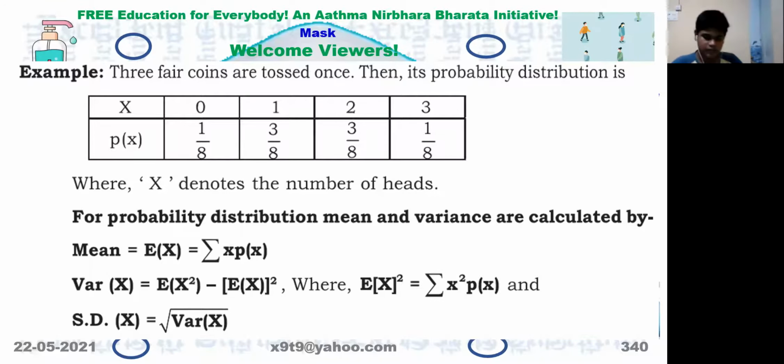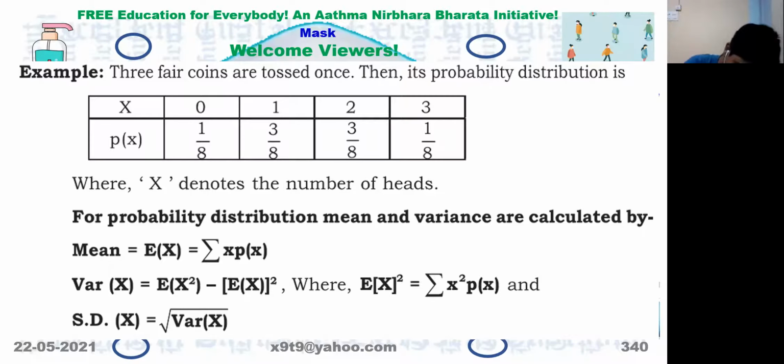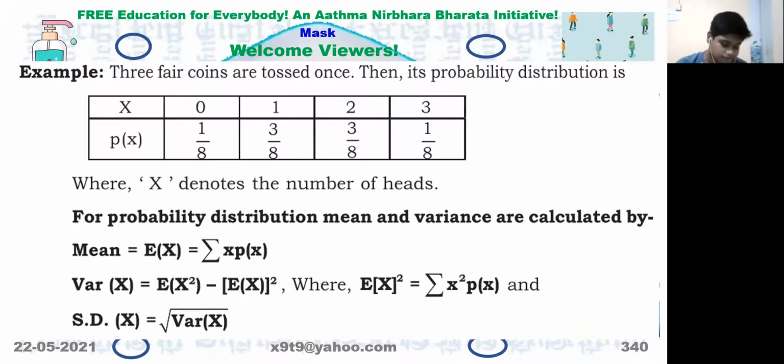Sir, so the values are 0, 0.375, 0.75, 0.375. Correct. Now you add all of them and at the bottom you write sigma x into px equal to, and find the sum of them. 1.5. Correct.